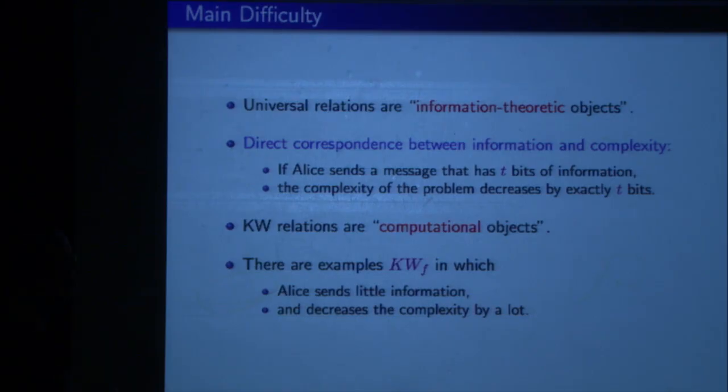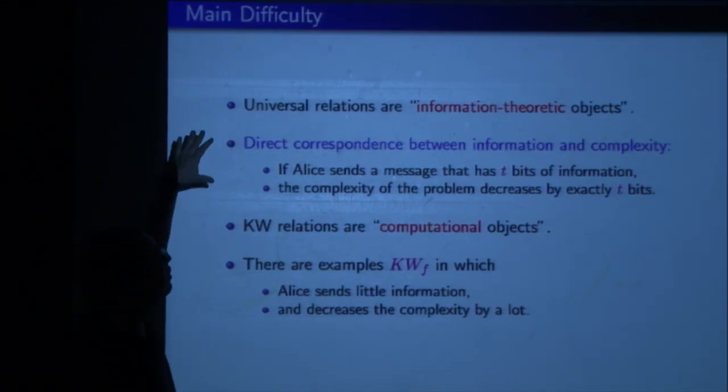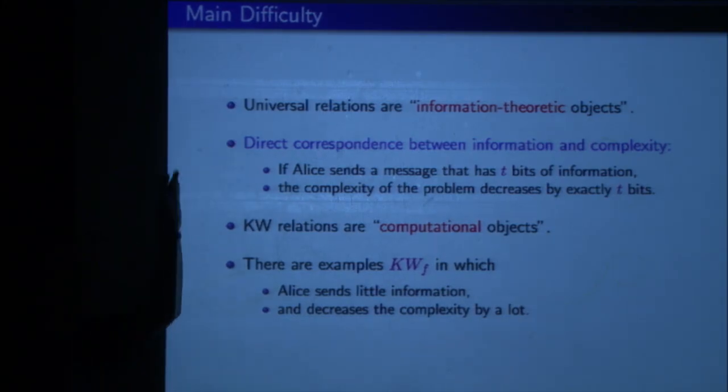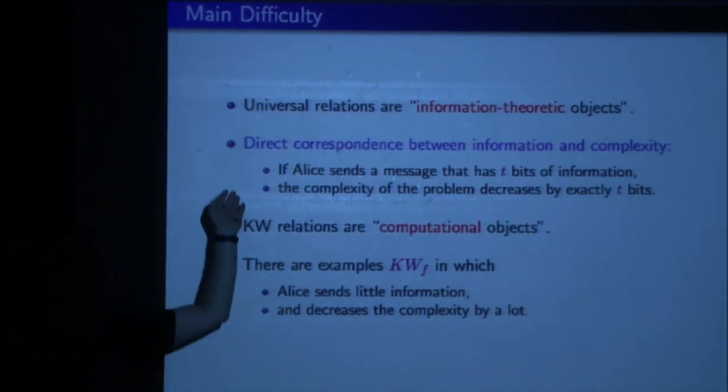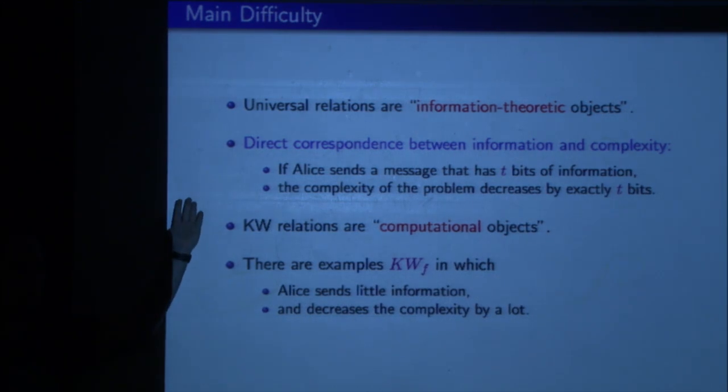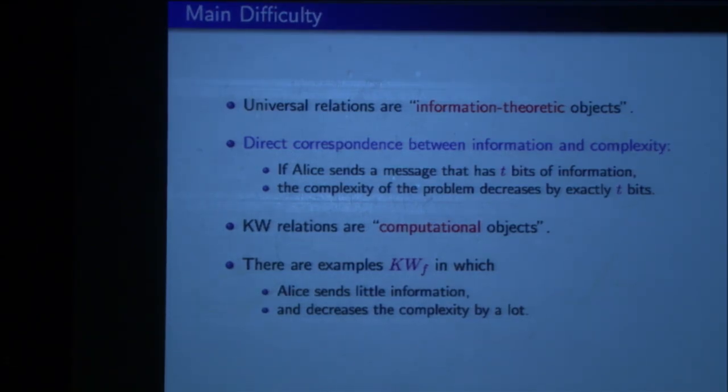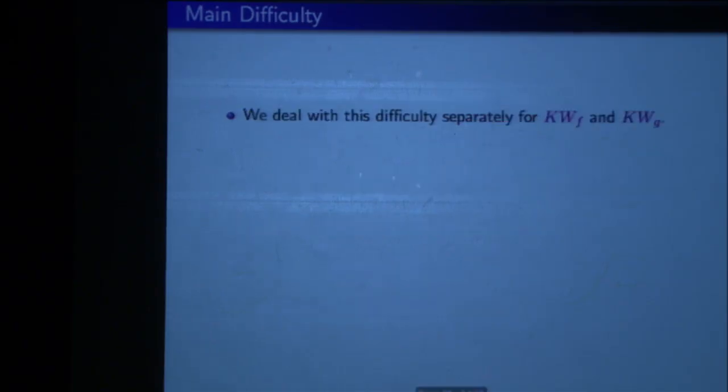And so this kind of a proof strategy, this kind of an argument, works very well with universal relations because they have this property that there is a direct correspondence between information and complexity. It doesn't work so well with Karchmer-Wigderson relations. So this is the issue we are dealing with in this work. And we deal with it differently for f and separately for g.